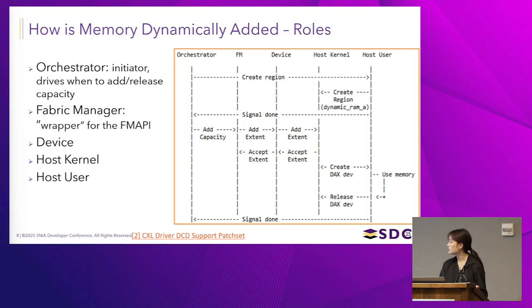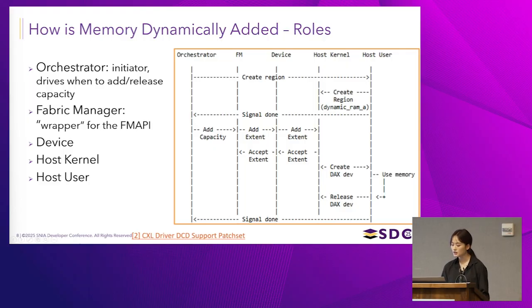So when we zoom out, there's a little bit more to it. And in the full picture, there's 5 different roles: the orchestrator, FM, device, host kernel, and the user. So we've just gone over the FM, device, and the host, but there's a new thing here, which is the orchestrator. And at first glance, it may seem like it's doing the same thing as the FM based on what we just talked about, which is we see it's signaling to add capacity and remove capacity, which is similar to what the FM was doing in the previous diagram.